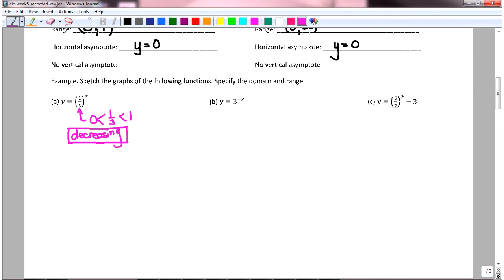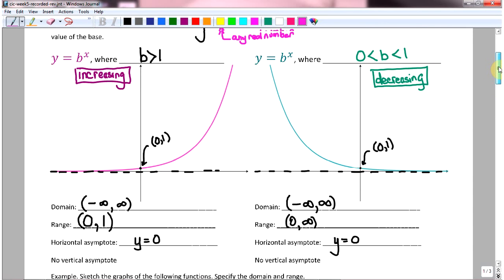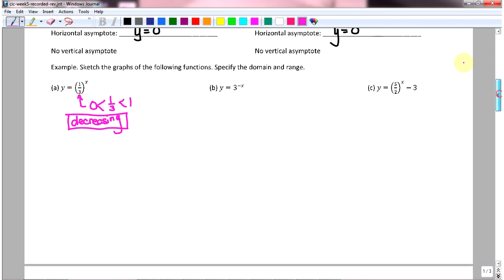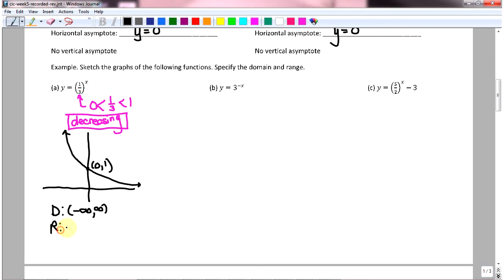So if you remember those generalizations that we just went over, what the graphs will look like based on the value of b, we have enough information to be able to sketch it and to tell the domain and range. So this will be a decreasing graph that goes through the point (0, 1). The domain will be all real numbers, and the range, the y values, will be 0, not including it, to infinity. And that's it.